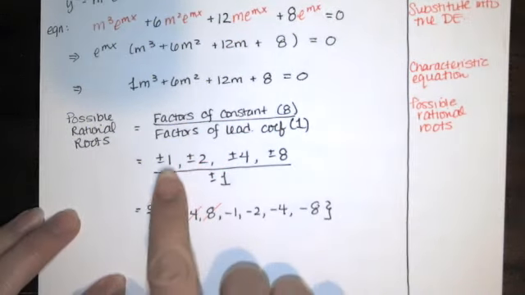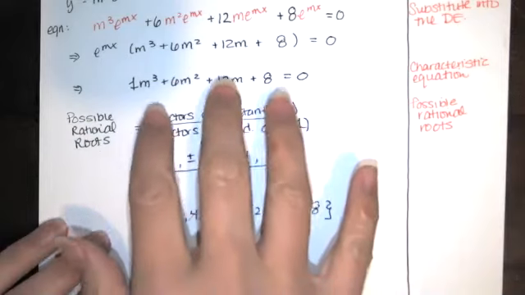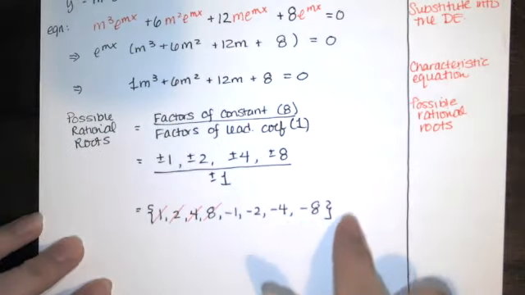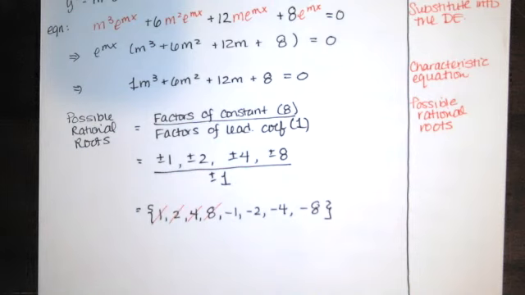Now the question becomes, if the polynomial has a rational root, it has to be one of these. And if so, which one is it? So you can just guess, pick a value of m and see if it gives you the right thing.